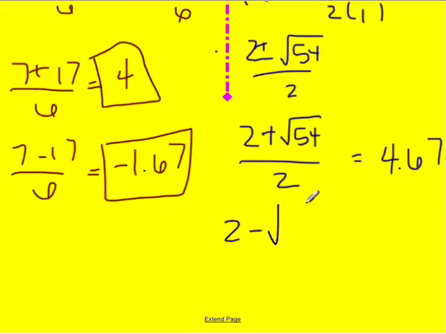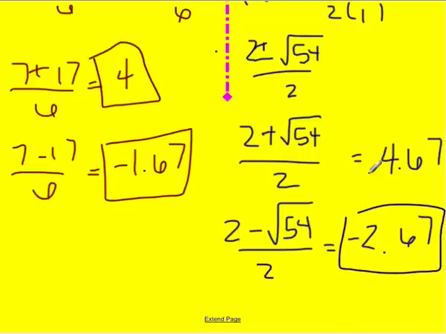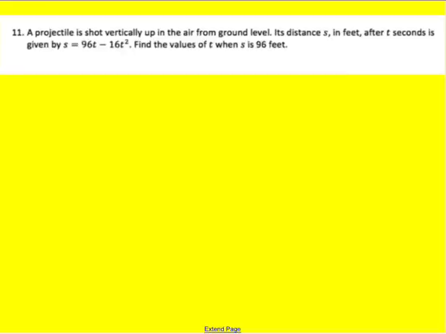So then to minus the square root of 54, hit enter, get what the top is, then take your answer and divide it by 2. And I get negative 2.67. So each of these are your final answers for the quadratic formula. Last but not least, let's take a look at number 11.